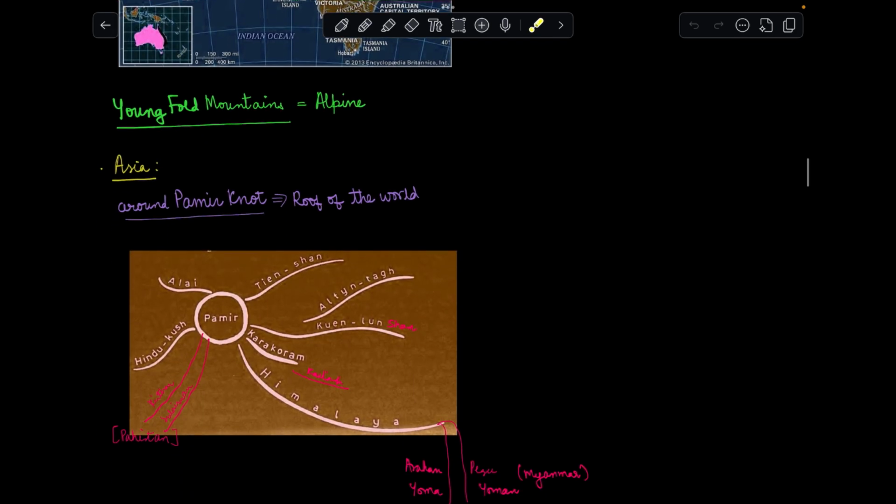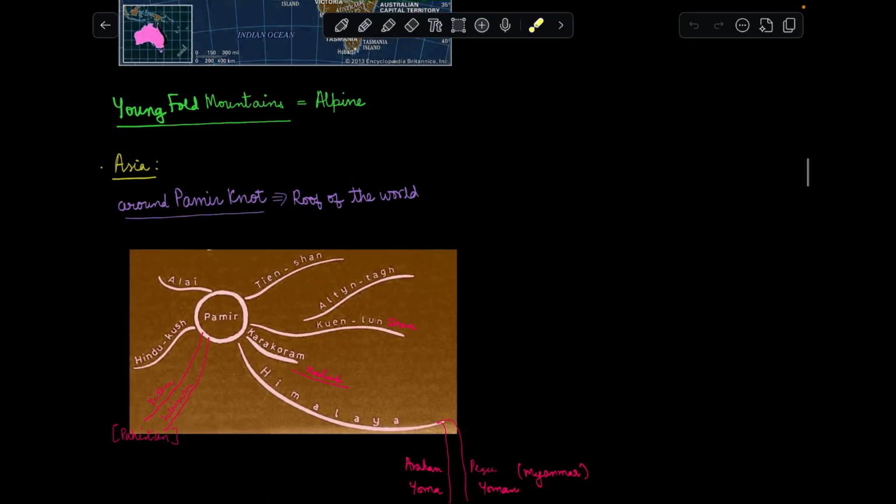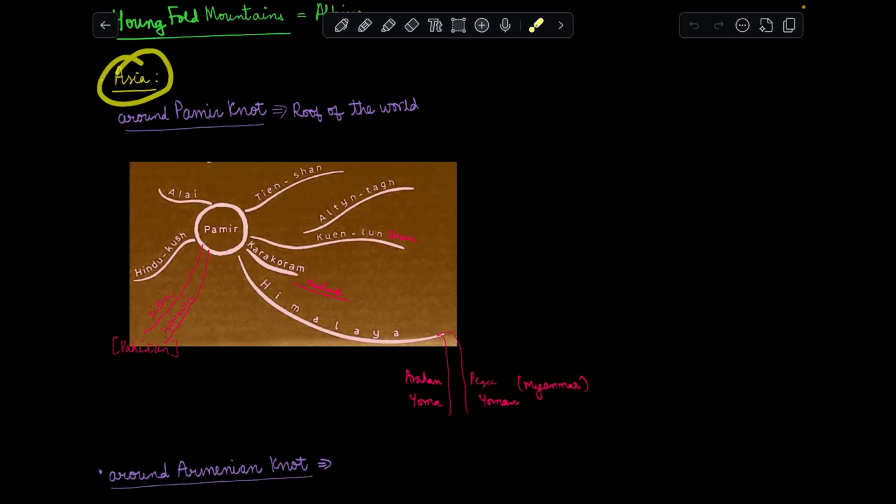Moving on to the young fold mountains. We have read about the old fold mountains, which were the Appalachians and Aravallis. Now moving to the young fold mountains. These are basically alpine in nature, so the vegetation found over there is alpine, conical leaves. In Asia, these are found around the Pamir Knot, which is also called the roof of the world. So this is a representation of the Pamir Knot.